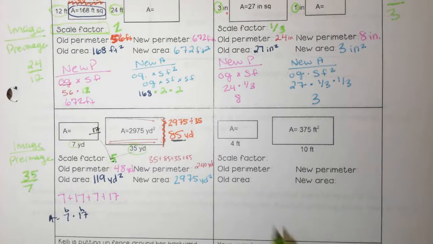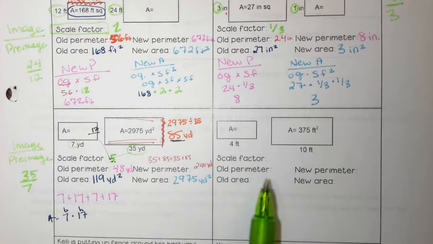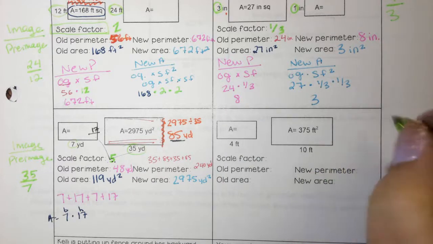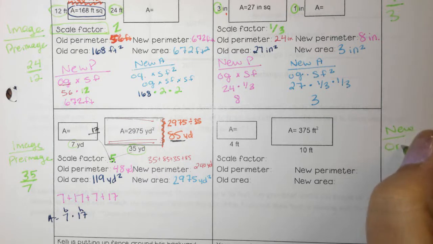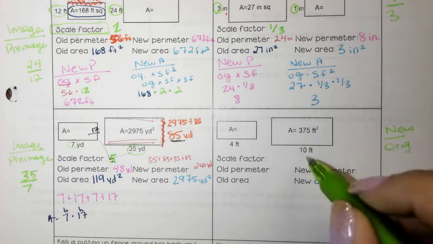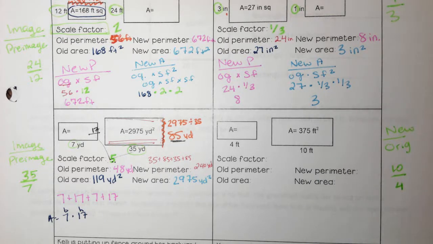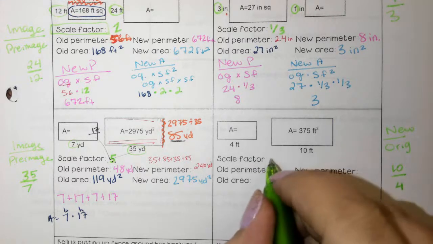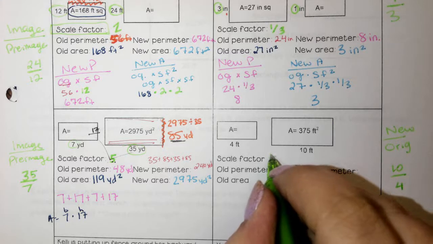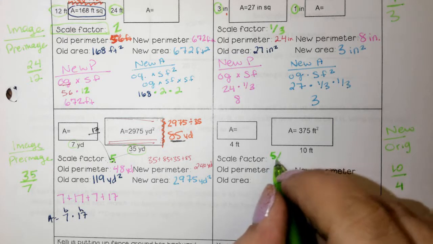Here I've got two rectangles. I need to find the scale factor, old perimeter, old area, new perimeter, new area. The scale factor will be something new over my original thing. Something new is 10. Its corresponding original piece is 4 units long, or 4 feet. 10 over 4 is the same as 5 halves, or 2.5.